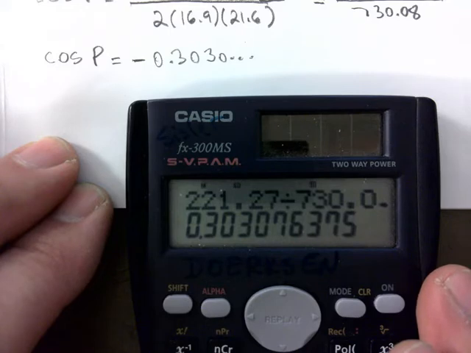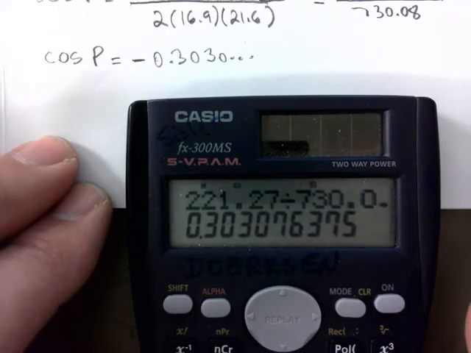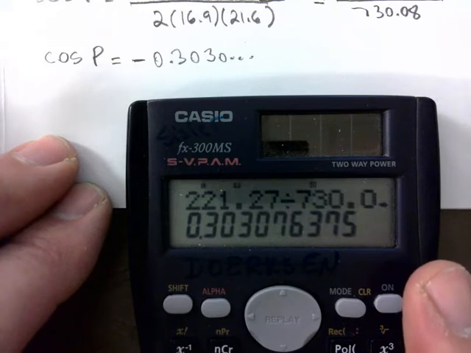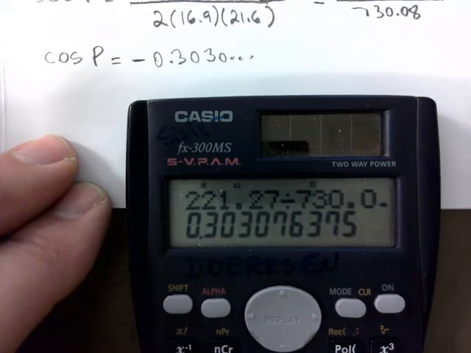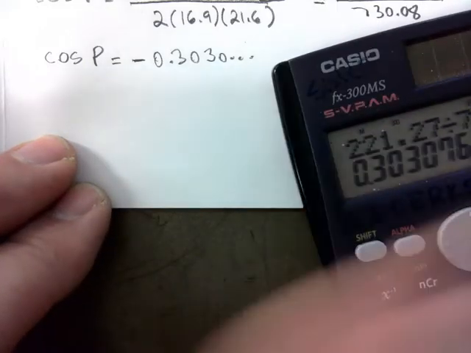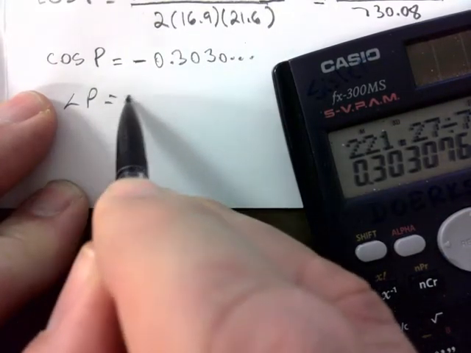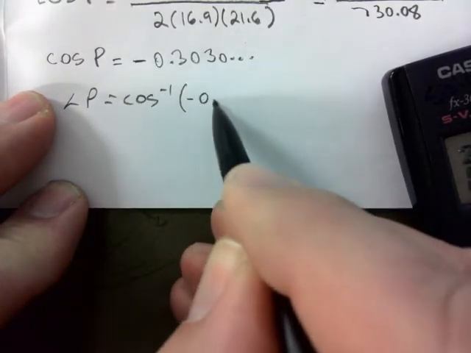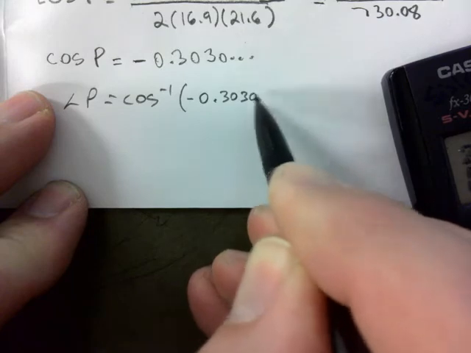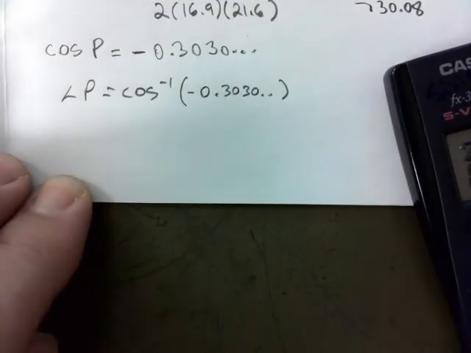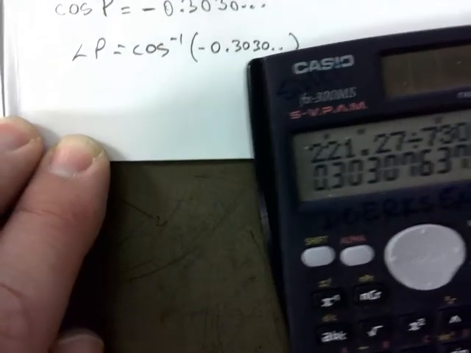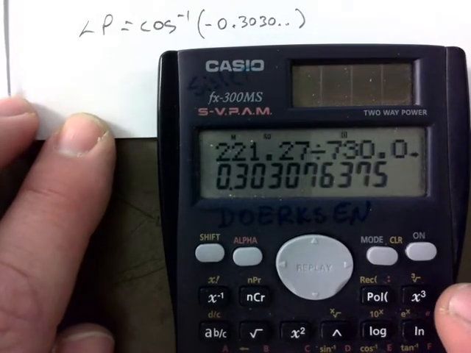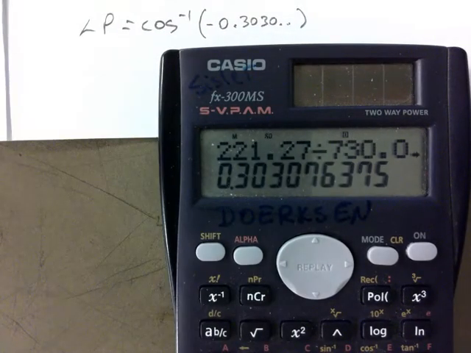And what do you need to do to find an angle in trig? Second function, you need to use the inverse of cosine. A lot of students mix it up. They go inverse sine, right? No, it's inverse cosine in this case. So angle P is cosine inverse of negative 0.3030 dot dot dot. I keep that on my screen though. I never clear it. I have a bit of a problem though because of that negative.